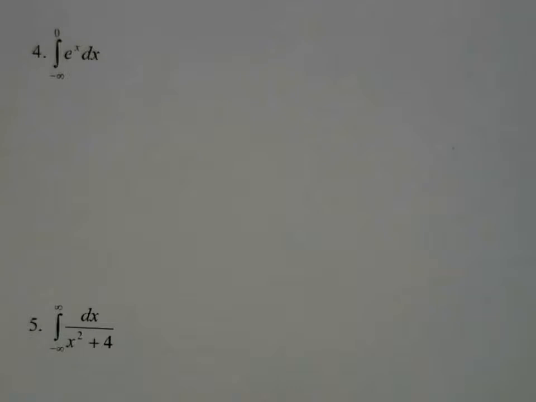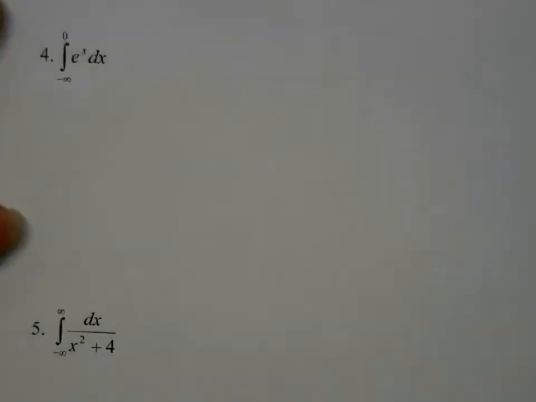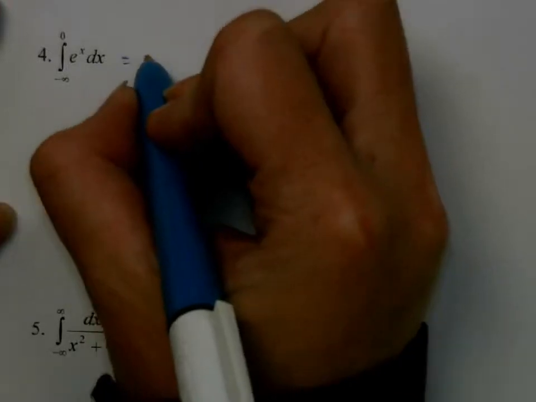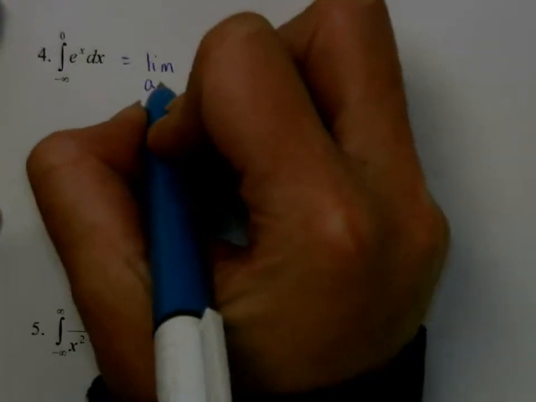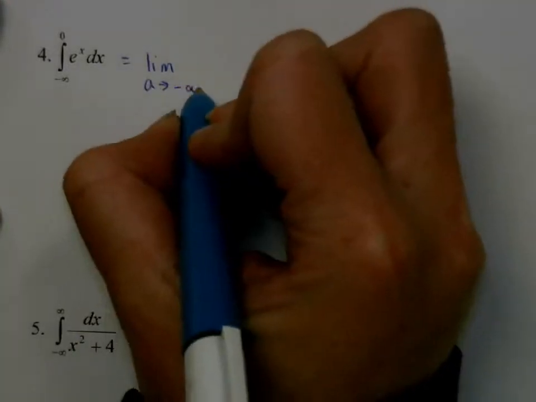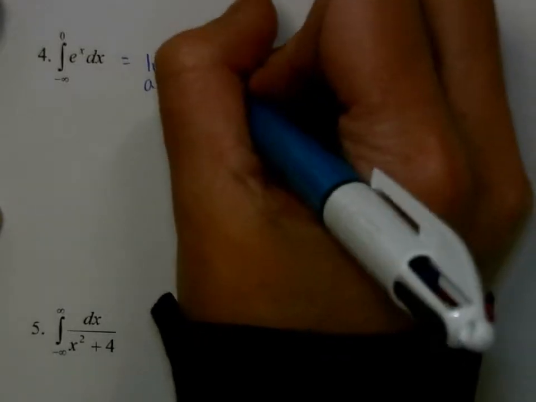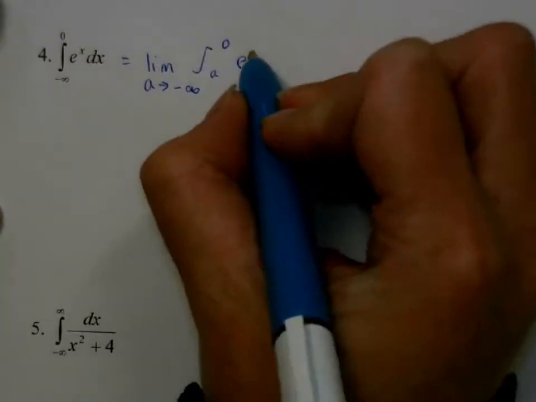Our next example, the integral from negative infinity to 0 of e to the x. This will be the limit as a goes to negative infinity of the integral from a to 0 of e to the x dx.